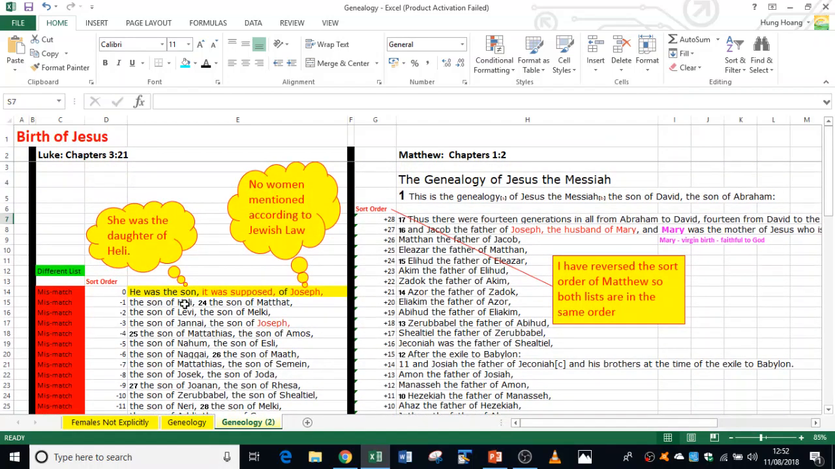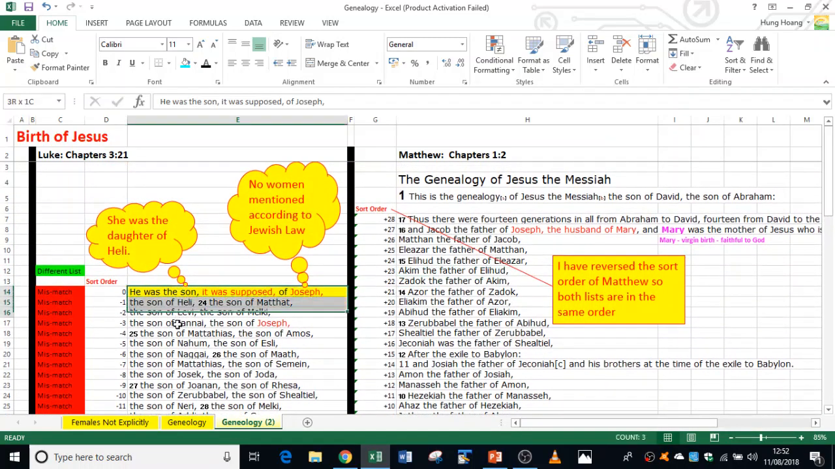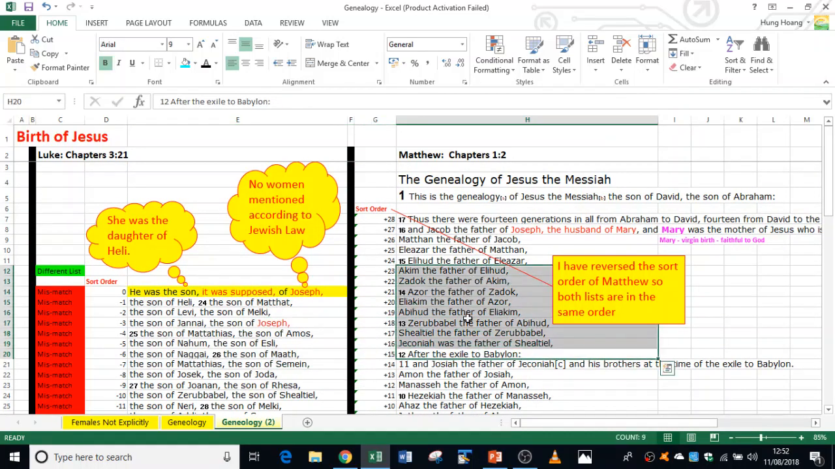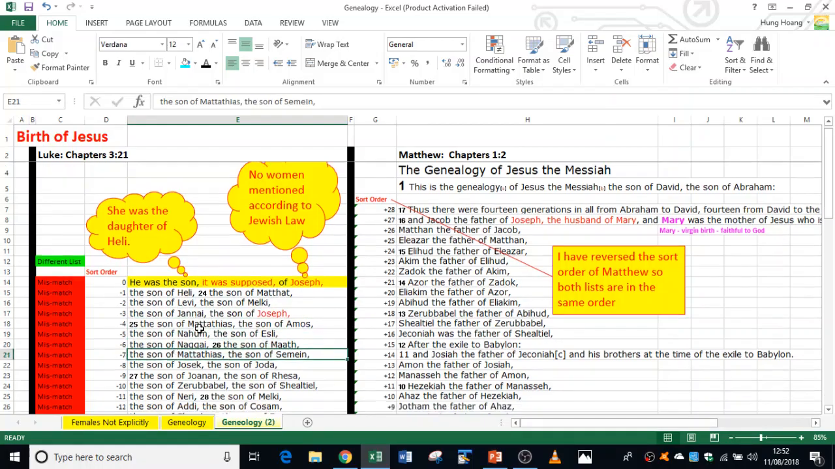Okay, it says here, you can see the pattern here. So this is the as-is Bible. This is the Matthew, the reversed version. But let's have a look at it. So he was the son of Levi, he was the son of Jani, the son of Matthias, son of Nahum, son of Nagai, and so on and so forth.